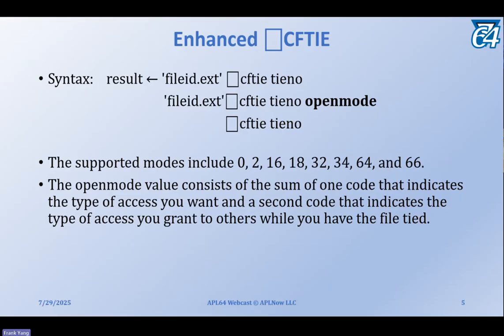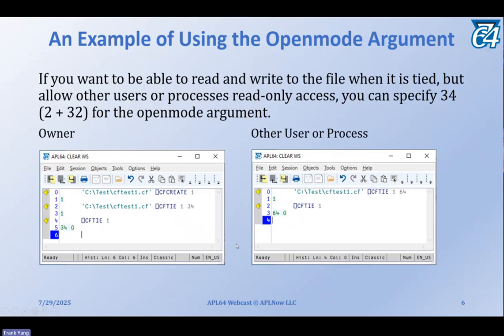The value of the open mode is the sum of the access permissions for the file owner and the access permission granted to others. For example, if we specify mode 34, which means the owner of the file has the read and write permission, but others have the read permission. When others need to access the same file, they must specify mode 64, which grants a read permission to themselves and allows the owner of the file to have a read and write permission.